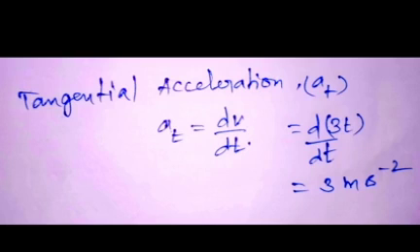Then we find the tangential acceleration AT. We know the formula AT is equal to dv divided by dt, and substitute v is equal to 3t, and we get d by dt of 3t. So we get the answer 3, because dt cancel each other. So we get AT is equal to 3 meter per second square.